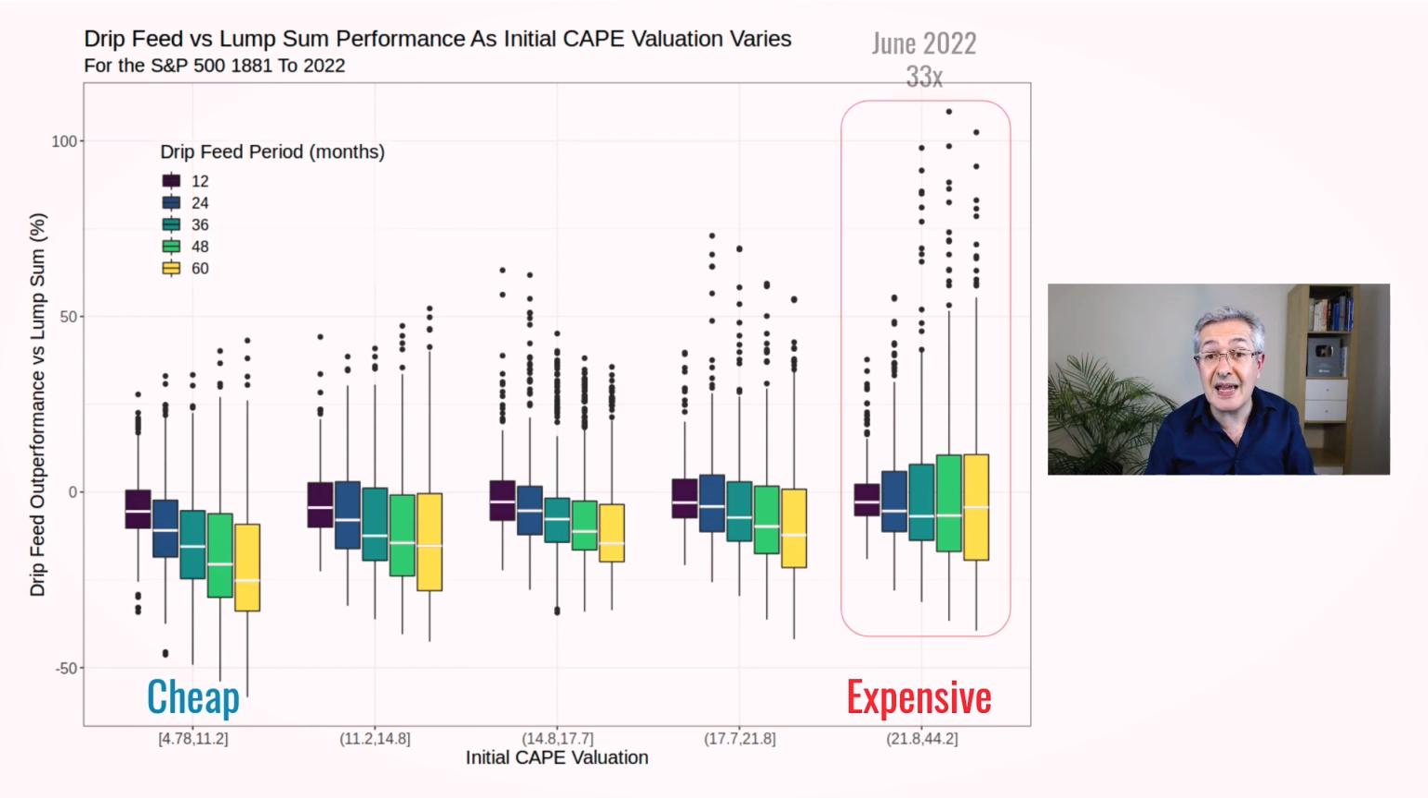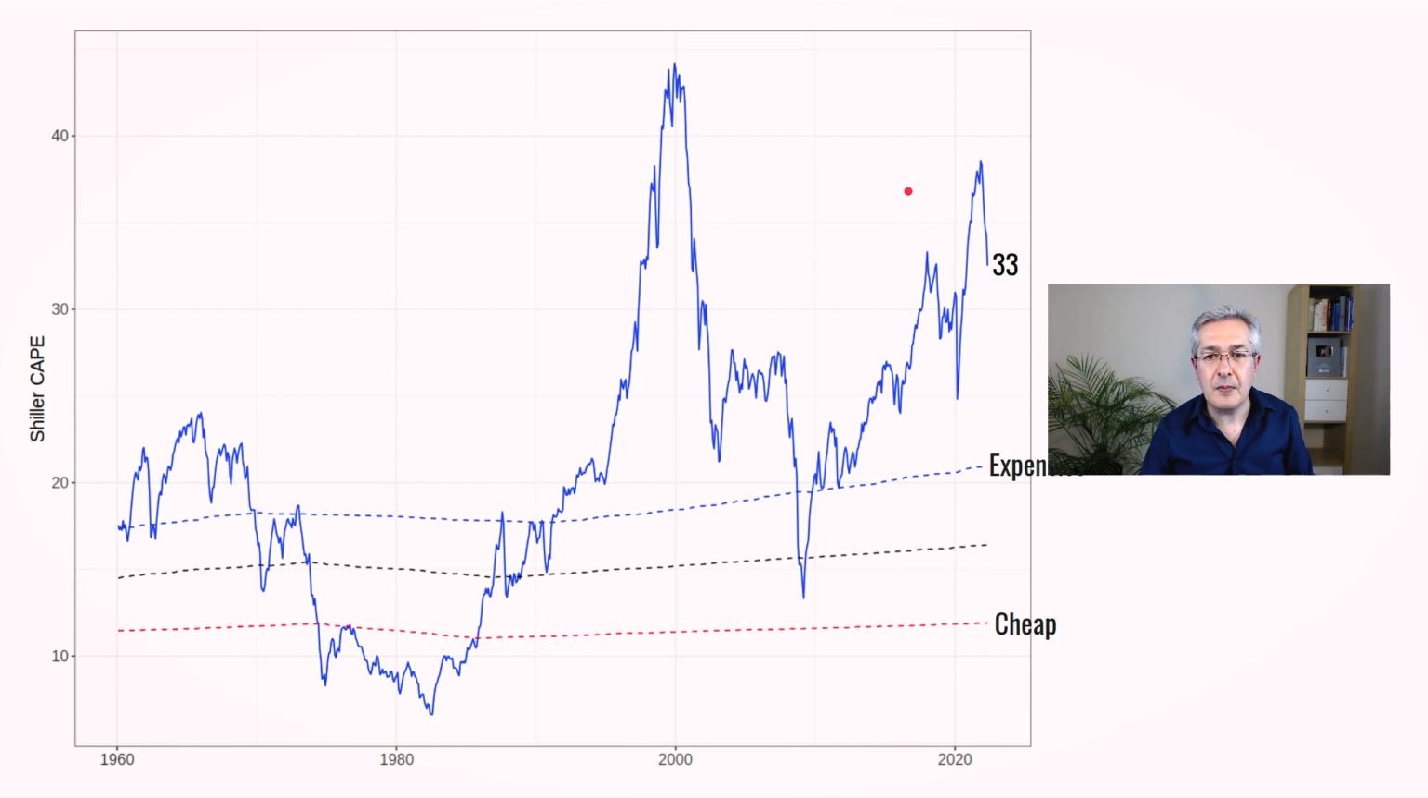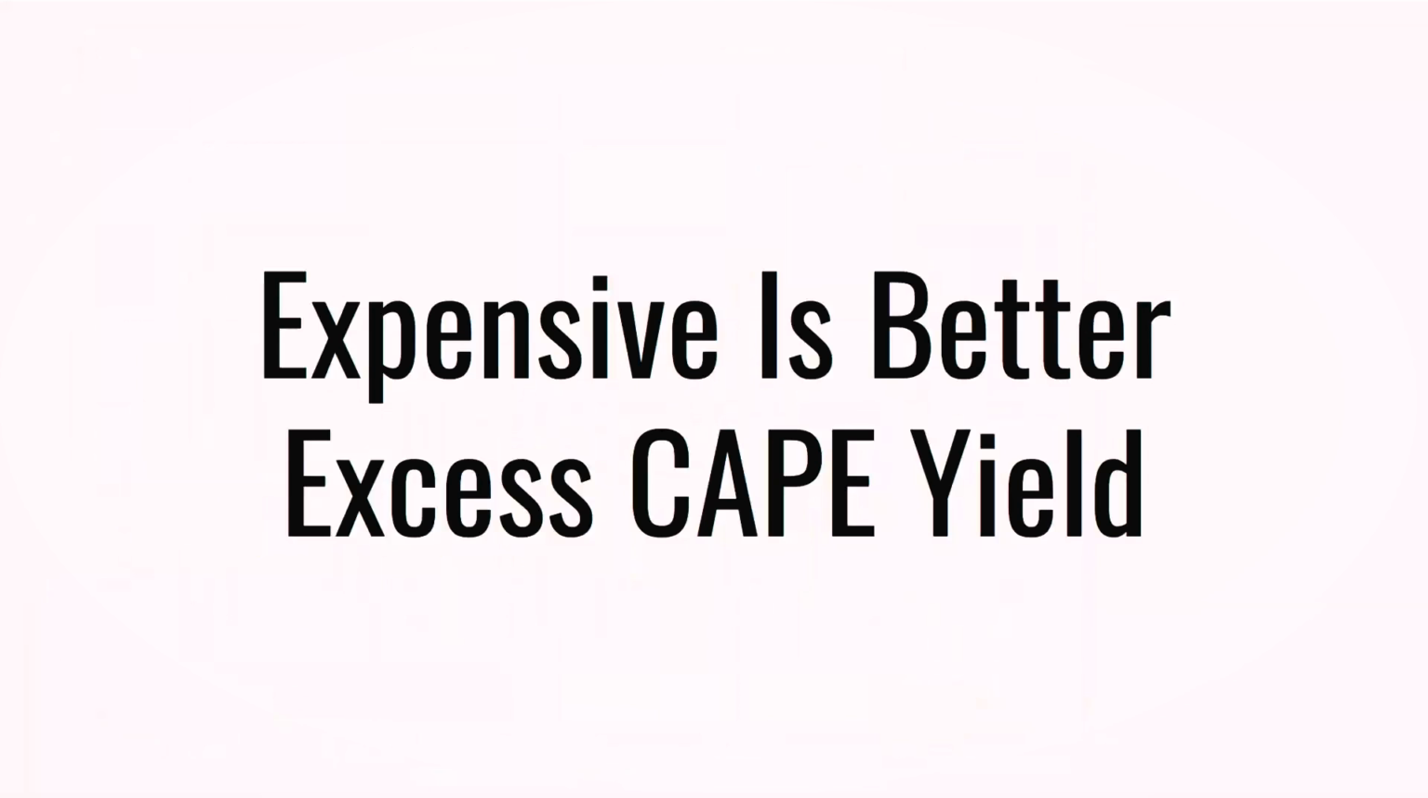And Robert Shiller's CAPE measure is currently at 33 times. It's still very elevated. So that in fact favors the odds of drip feeding at the moment. And if we look at the historic value of Shiller's CAPE measure, you can see that its current value of 33 is very elevated. It's well above the 75th percentile and even further above the 50th percentile, which is the median. One criticism of CAPE is that it didn't take interest rates into account, and it's looked very expensive for a very long period of time.